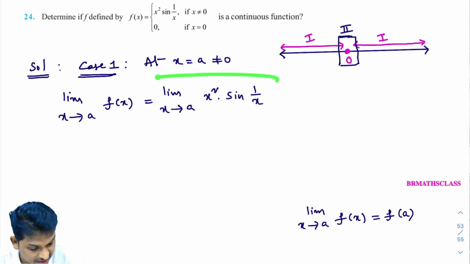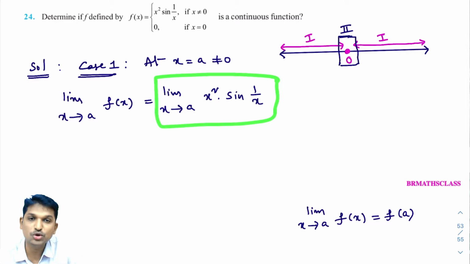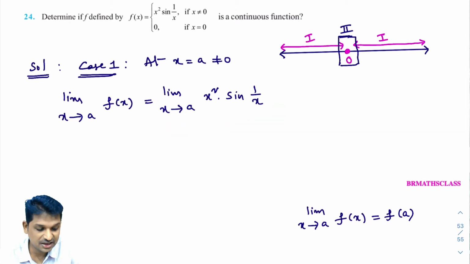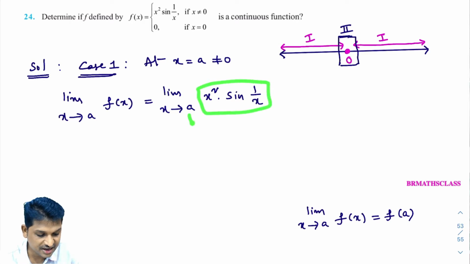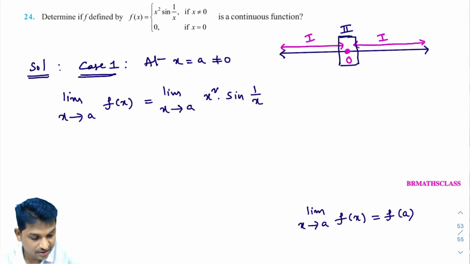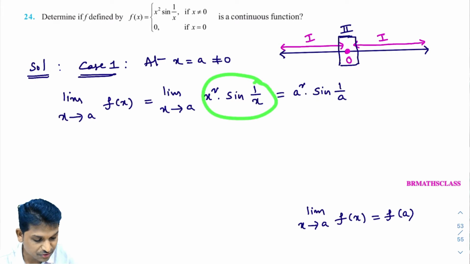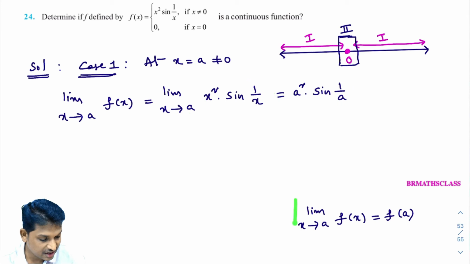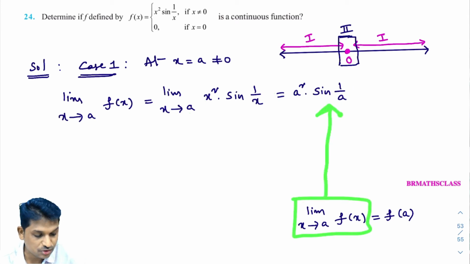Now, I need to calculate this limit. How to calculate this limit? Direct method. What is the direct method? In the given function, wherever x is there I'll write a. X square will become a square into sine 1 by a. In place of x, if you write a, then you will get this. So, I calculated this one. I got a square into sine 1 by a. Here the value of a is a non-zero real number.